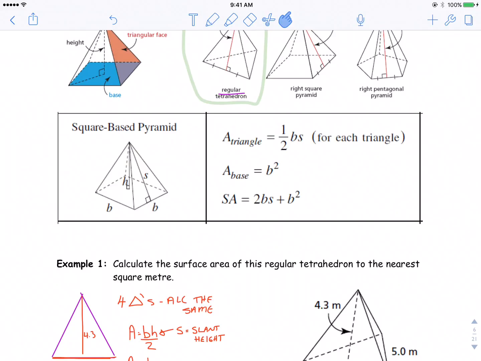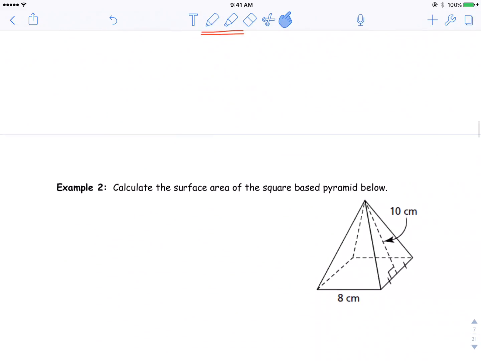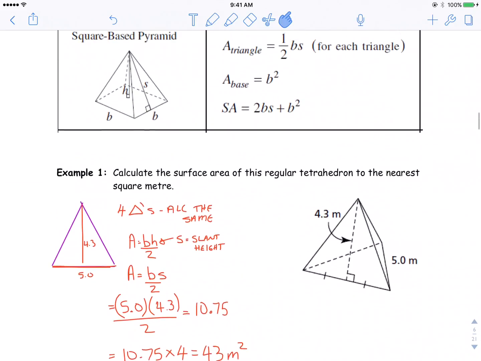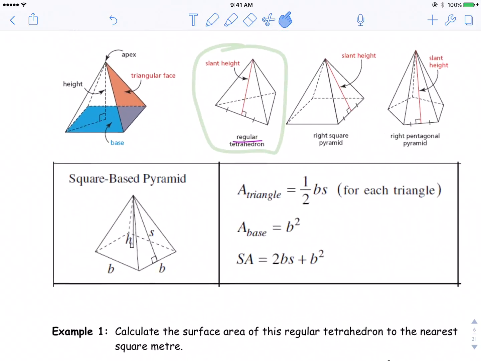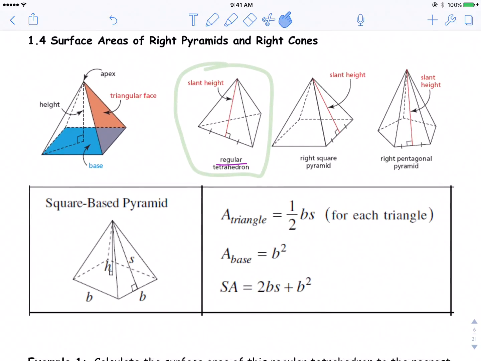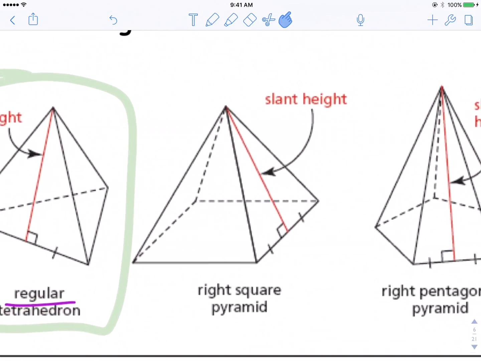So here we are, we're going to look at example number 2 on the next page, which says calculate the surface area of this square base pyramid below. I want to go back to the formula for a quick second here though. A right square base pyramid is a square base pyramid.